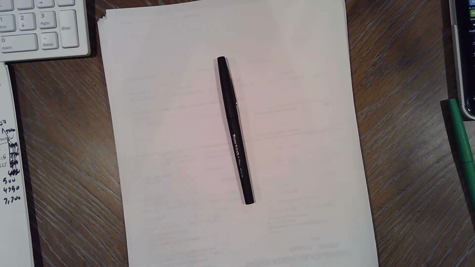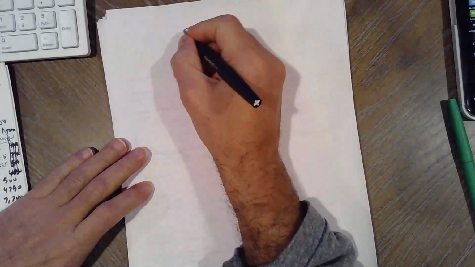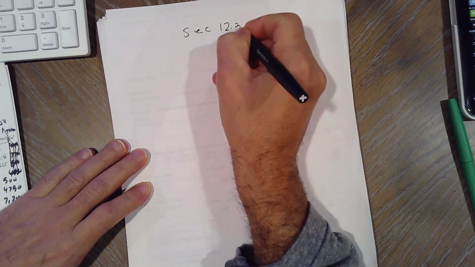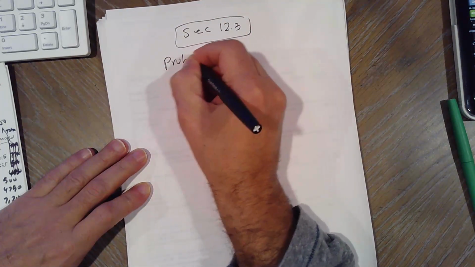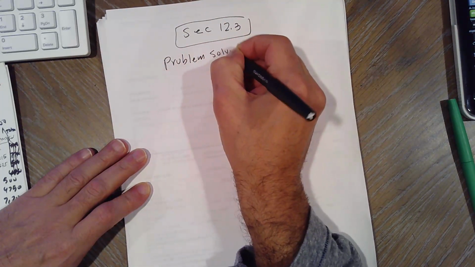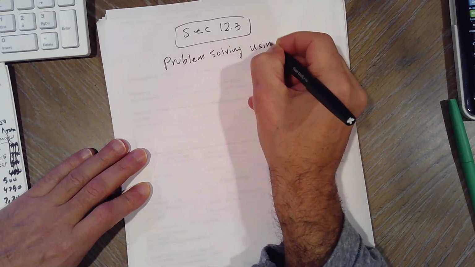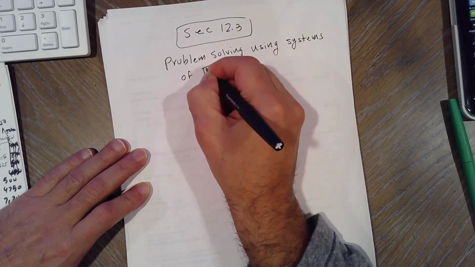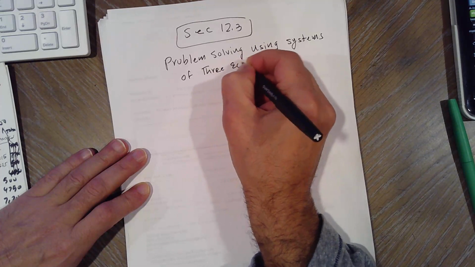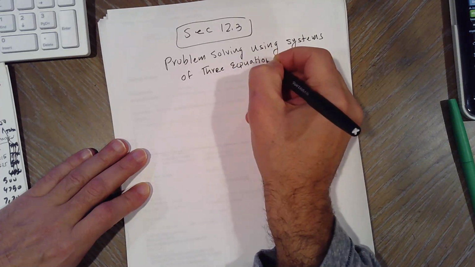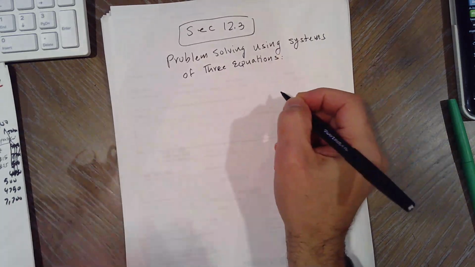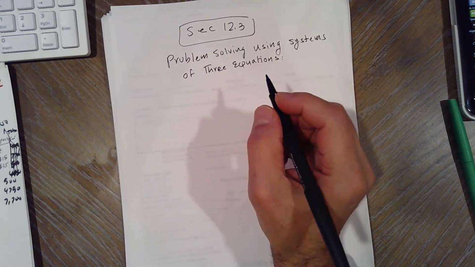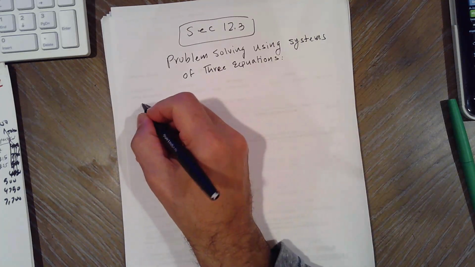Okay, so now after going over solving systems of three equations, we're going to do problem solving using systems of three equations. Section 12.3. We're going to have to set up each problem with its three equations and then solve it using elimination, exactly what we did in 12.2. So let's go over a couple of examples.